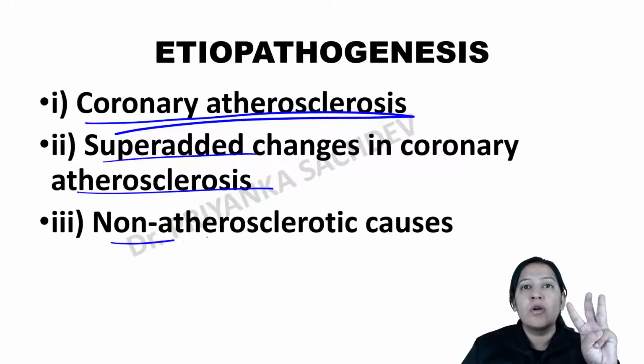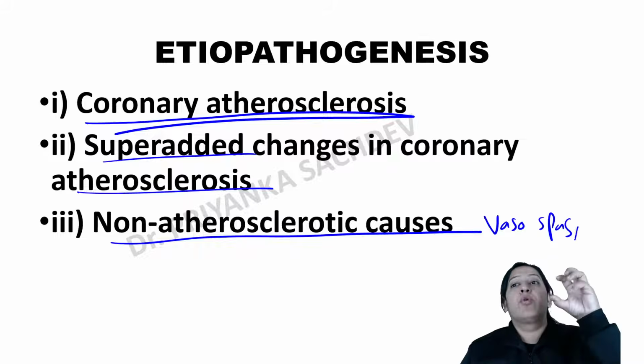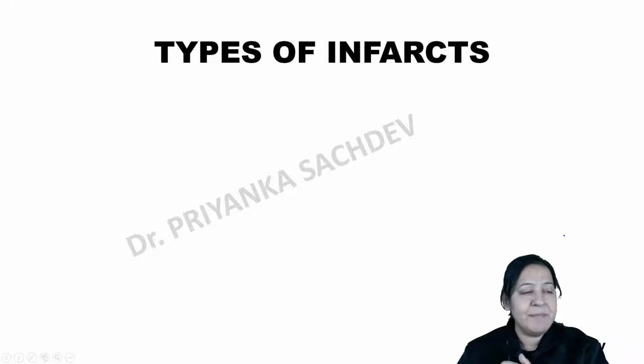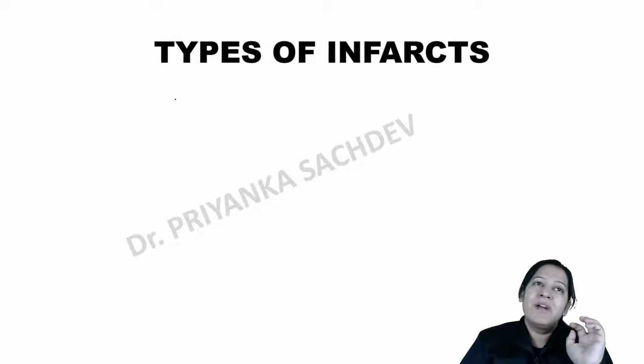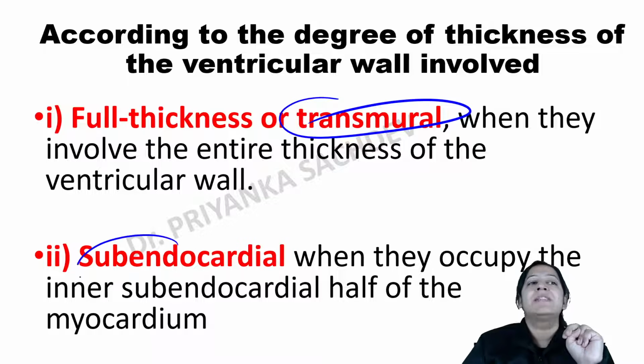And the third is non-atherosclerotic causes, which is vasospasm. Vasospasm of the coronary: the coronary undergoes spasm. So these can be the three reasons. Okay, let me come to the types of infarcts. What are the types of infarcts? There are two types of infarcts. The names of the two types are transmural and subendocardial.